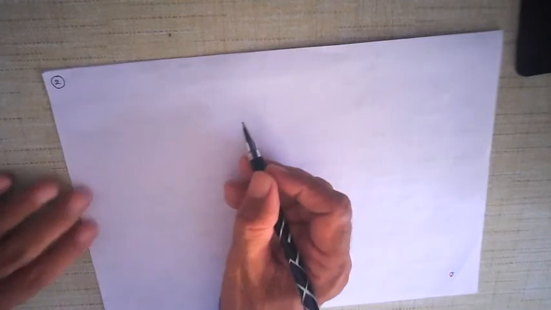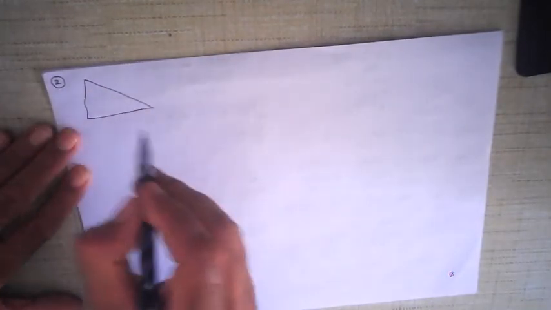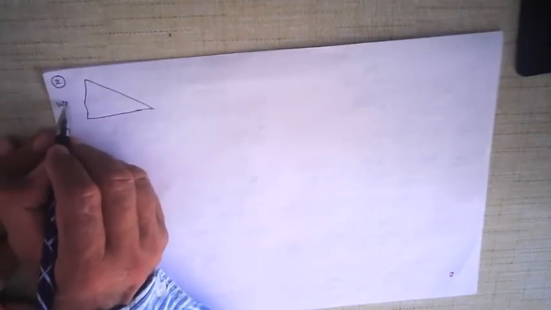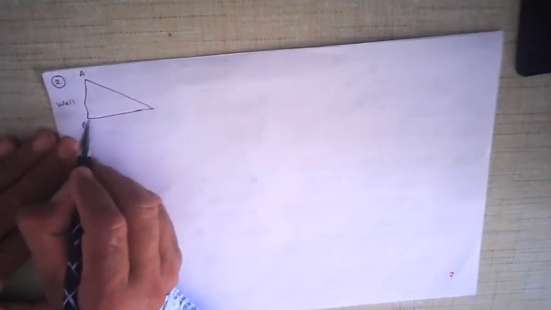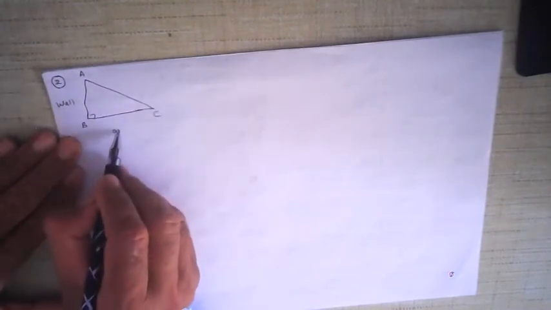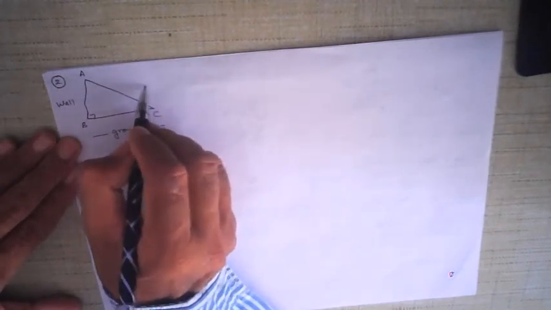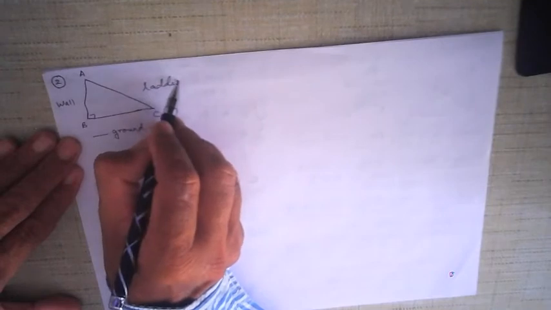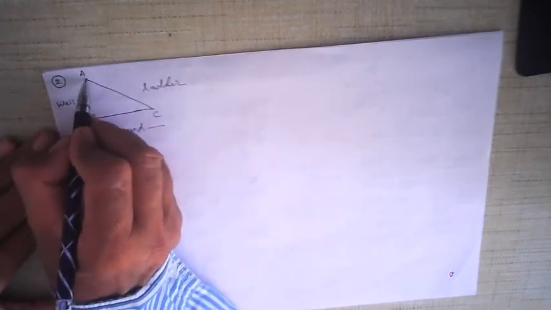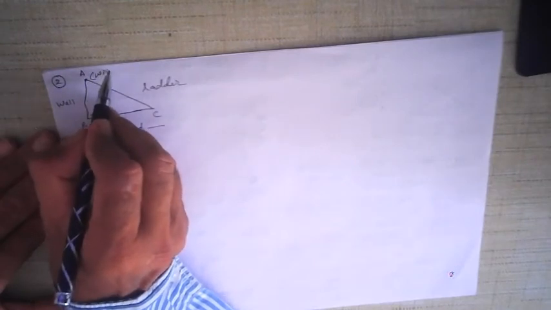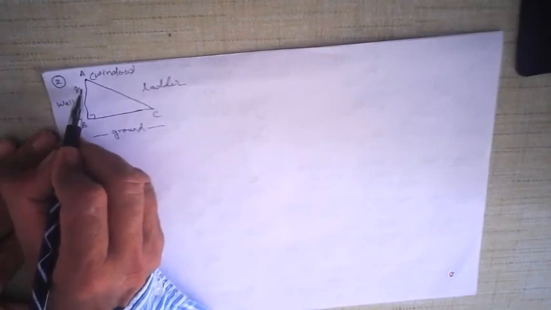Supposing I have this: here is a wall, and here at point A, this is the ground. BC is the ground, and this is a ladder. AC is a ladder, and this is the wall. There is a window at this point, and it is 8 meters high.